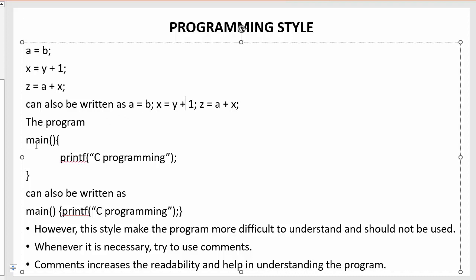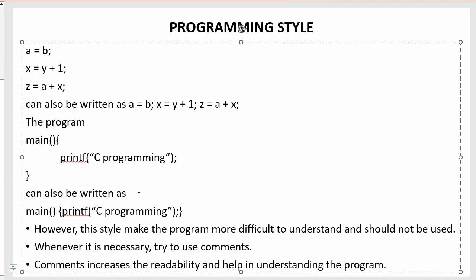Next you can see the main function is written. Okay, so this is the way we should write the main function, but the same main function can also be written in this manner in one line, which reduces the readability of the program. So that's what I was telling you at the beginning of this concept. That is what programming style is. So there can be more than one programming style.